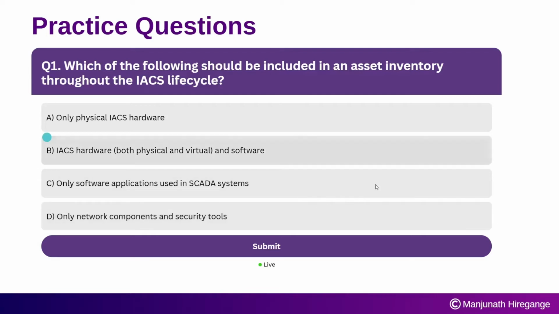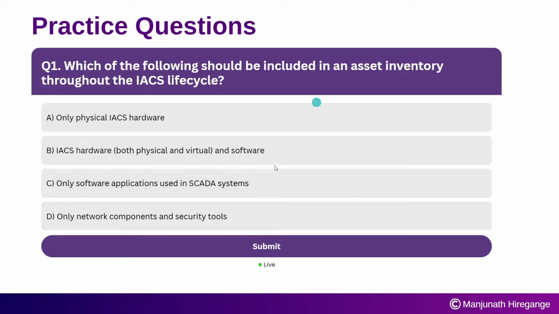Now let us jump into the practice questions straight away. Here is the first question: which of the following should be included in asset inventory throughout the IACS lifecycle? IACS means Industrial Automation and Control System. Only physical IACS hardware, IACS hardware both physical and virtual and software, only software application used in SCADA systems, only network component and security tools. So what is the correct answer?